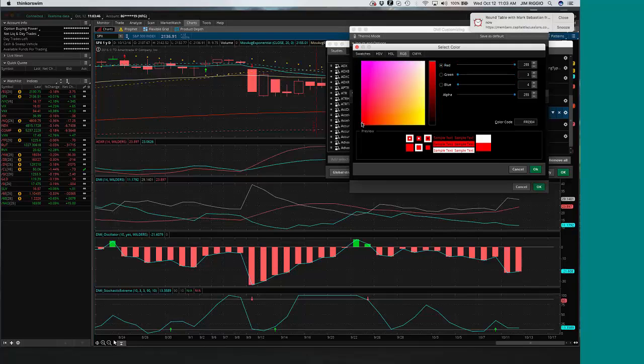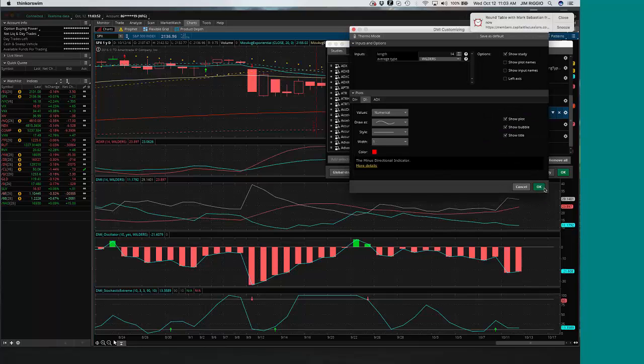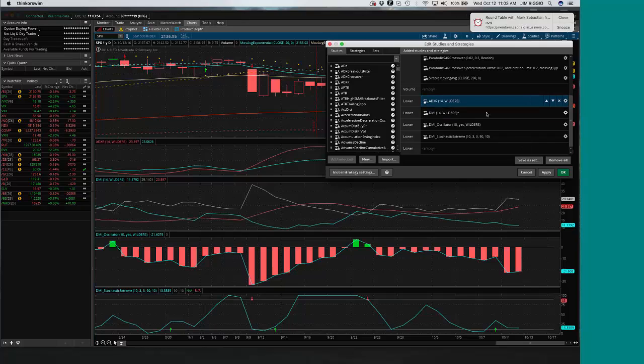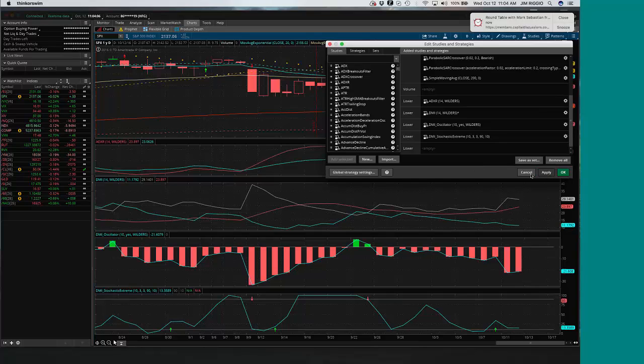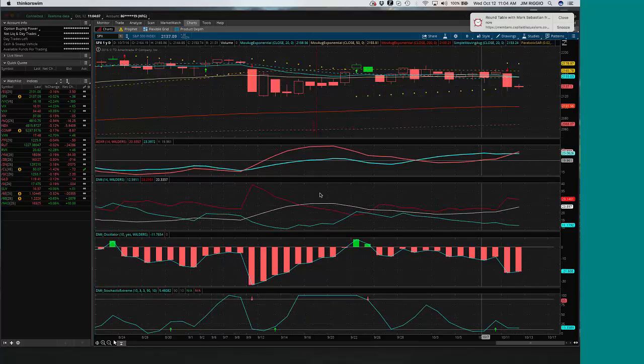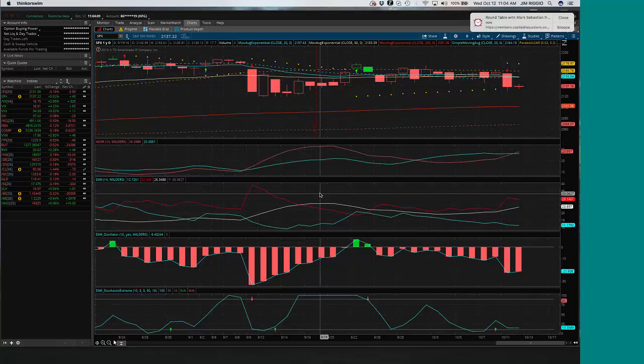RGB, red. I come OK here. Now it's red. That's good. I like doing one at a time. You can also do apply. And then I have to do the ADX, and the ADX should go to white. White I can just choose here. I'll hit OK, hit apply, and that's the way it should be. So there's my indicator. And Tom, I'll give you the new link. I'll save a new one for everybody.